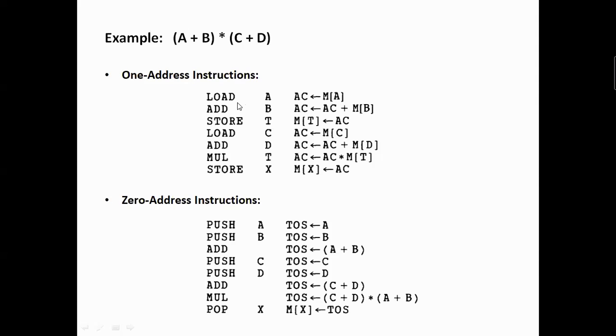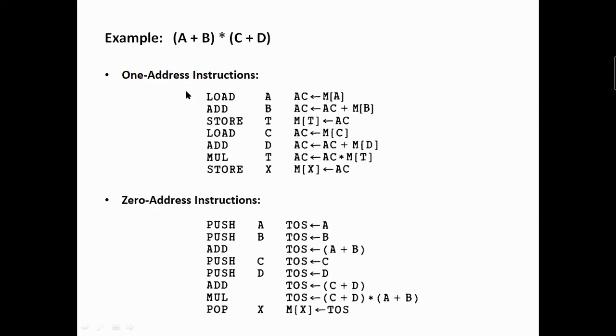Then load will be there in instruction. When we write load A, what will happen? The A operand will be loaded, and by default it will be loaded into the accumulator. So this one address instruction is an accumulator centric format.